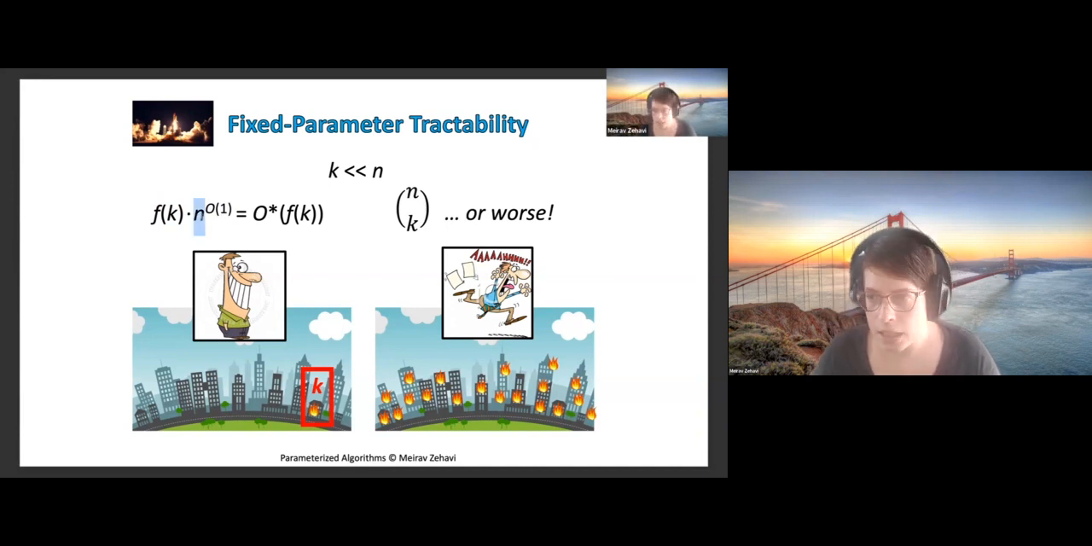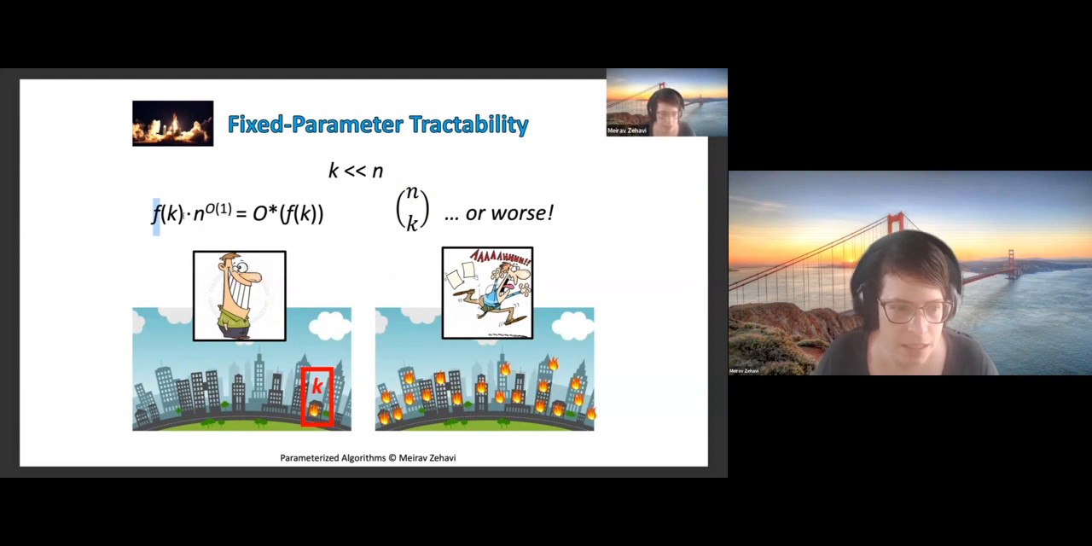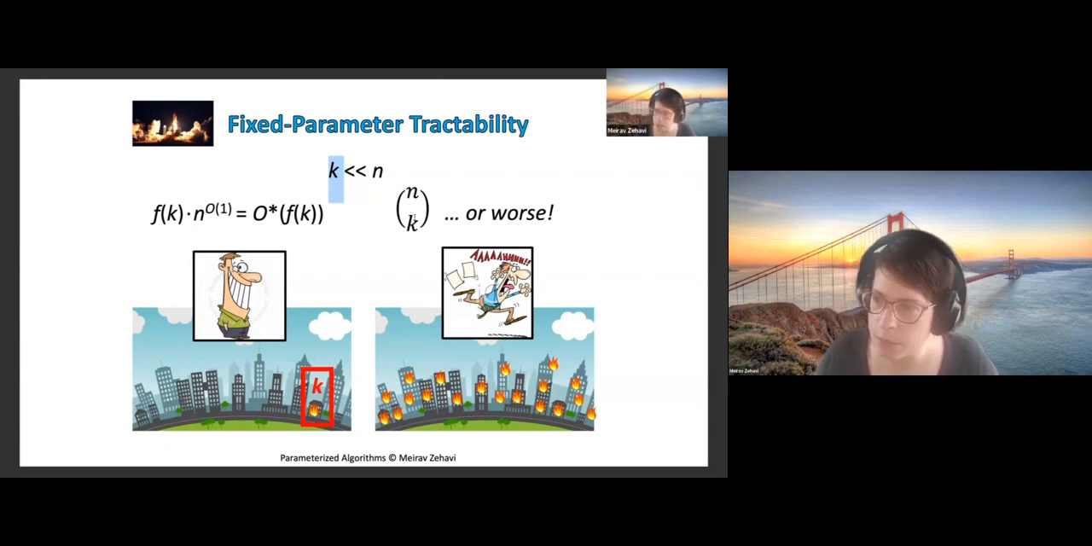And these running times are interesting because when the parameter k is substantially smaller than the input size, they can be very efficient. Of course, depending on what the function f is, it can be 2 to the k and it can be 2 to the 2 to the k. But still, when the parameter k is small, these running times can be very efficient. Particularly, they can be better than doing some brute force. So if I'm looking for a solution of size k, I can brute force to find it in n choose k times some polynomial.